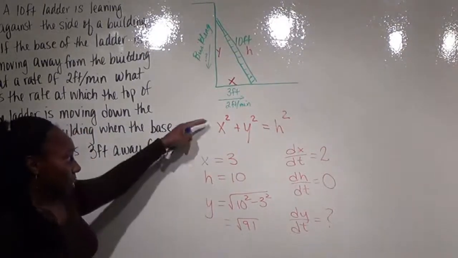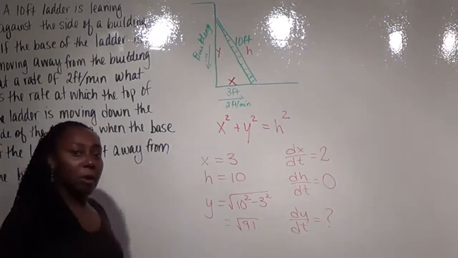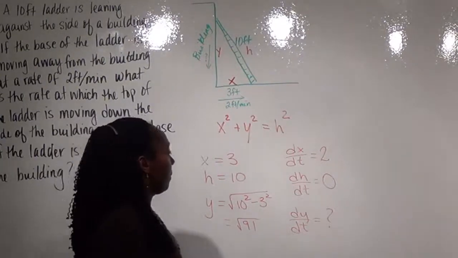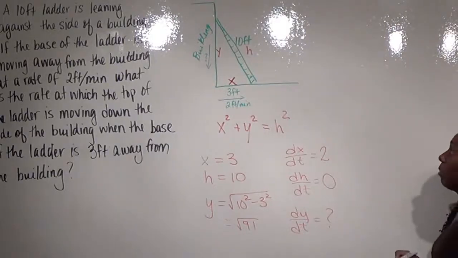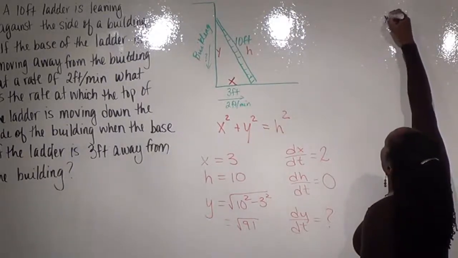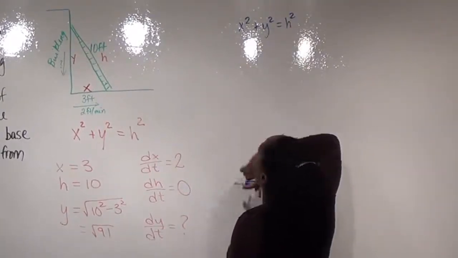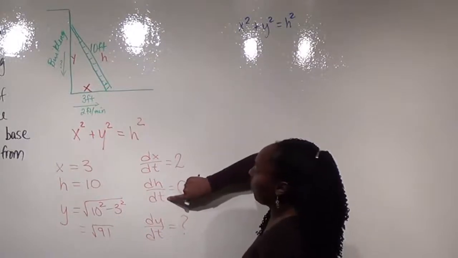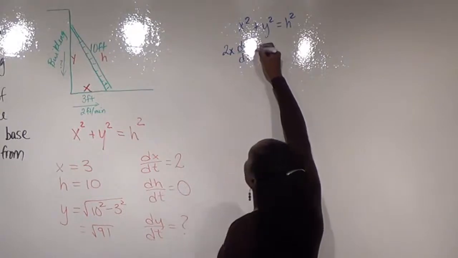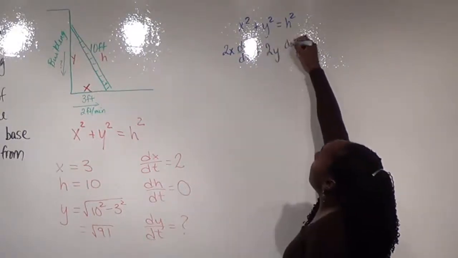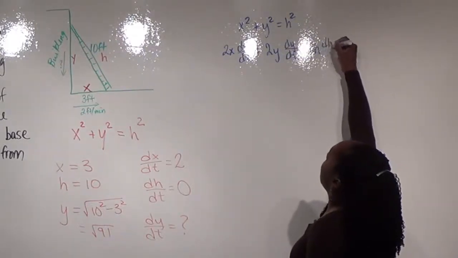Okay? So I'm going to set up my equation and find the relationship between all the variables and their corresponding rates. Once I have that information, now I can actually solve my related rate problem. So I'm going to take my original equation and I'm going to differentiate it. And again, I'm differentiating with respect to time. So 2x dx/dt plus 2y dy/dt is going to be 2h dh/dt.